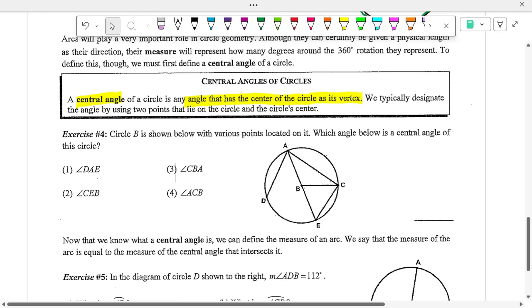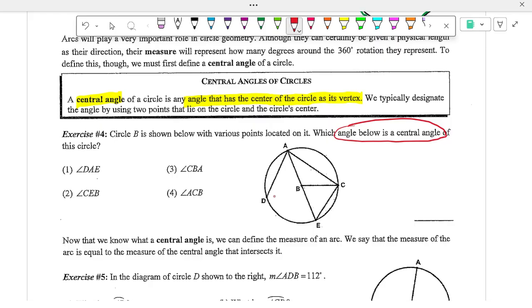So, circle B below has various points located on it, and it wants to know which angle listed is a central angle. So, let's just go through all of them. So, DAE. Is that one a central angle? Is its vertex at the center? No, its vertex is on the circle. We'll learn later that that's known as an inscribed angle, but for right now, it's not central.